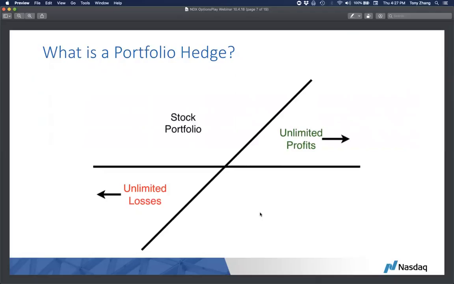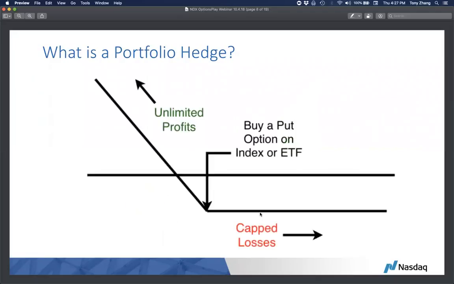So what does a portfolio hedge look like? This is where we buy a put option on an index or ETF. Any of you that have traded puts before are probably familiar with this chart, where you have unlimited profits as the market continues moving lower and the put option increases in value. As the market goes higher, you have capped losses or limited risk on the put option you've purchased, because the amount of money you risk on a put option is the amount you pay for it. No matter what happens to the market, you will not lose any more money than you've paid for the put.